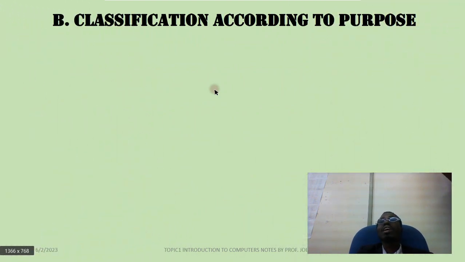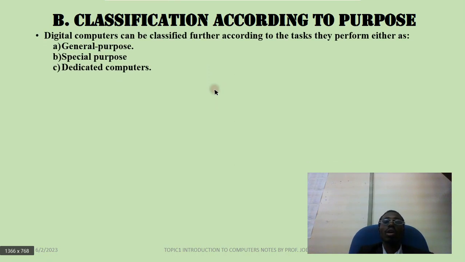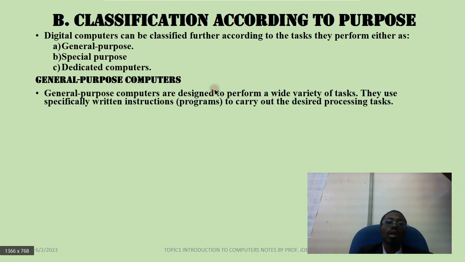Now, the second classification that we talked about was classification according to purpose. In this category, digital computers can be classified further, and that includes general purpose, special purpose, and dedicated computers. What are general purpose computers? These are computers that are designed to perform a wide variety of tasks. They use specifically written instructions or programs to carry out the desired processing tasks.